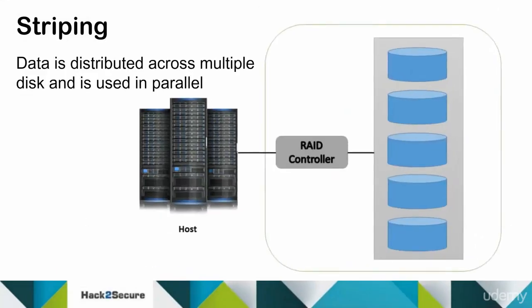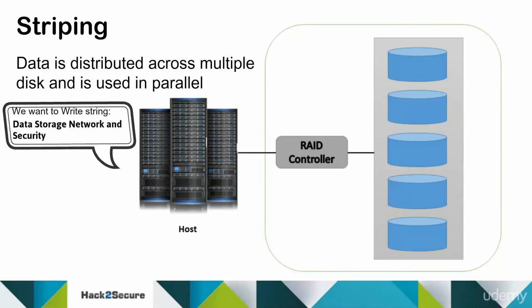Striping is a technique to distribute data across multiple drives and use them in parallel. So during a write operation, each disk in an array is broken into units or blocks and data is distributed into these blocks simultaneously. Let's say a host wants to write a string, data storage network and security. On receiving the request, the RAID controller distributes each word across drives in the array. Similarly, for a read operation, each disk contributes in retrieval of data simultaneously and sends it to the controller.